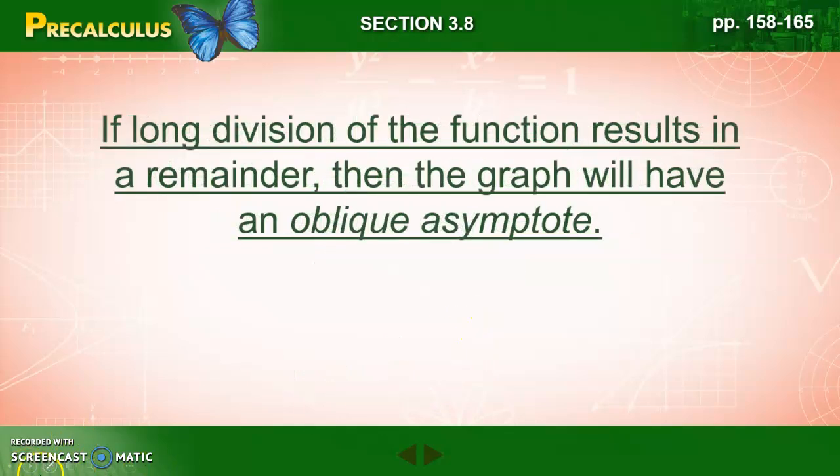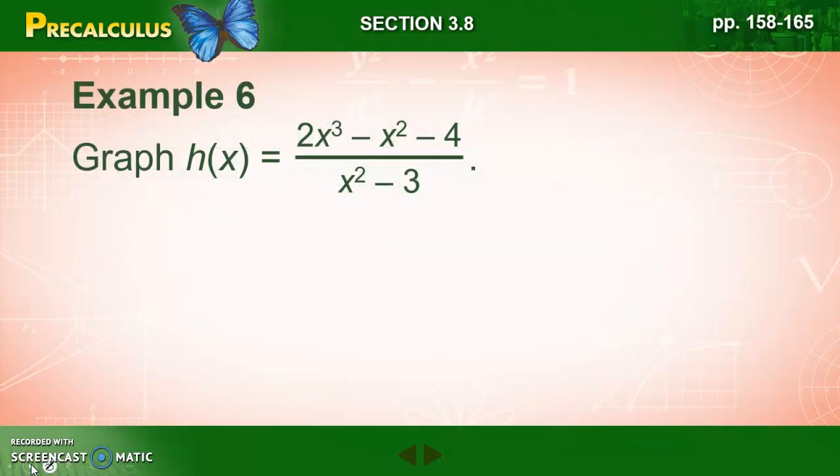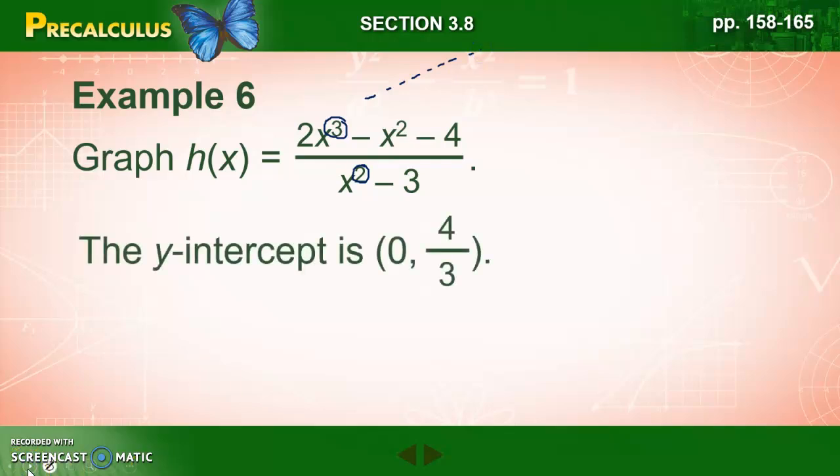If long division of the function results in a remainder, then the graph will have an oblique asymptote, our third type of asymptote. Oblique asymptotes occur if the degree of the numerator is 1 more than the degree of the denominator, and the remainder is not 0. So if you see, our degree of the numerator is 1 more than the degree of the denominator. So we're looking for an oblique asymptote. That's going to be a slanted line, as long as the remainder is not 0.